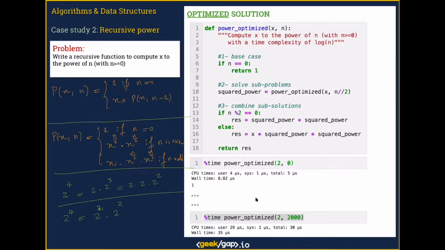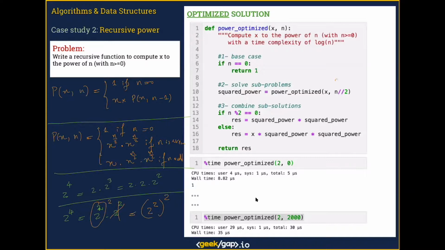you don't have to compute the same thing twice. You can just compute this guy once, and you just square it, right? So you don't have to compute this other guy. You can just do 2 to the power of 2, and then square it, which means that you can cut your problem by half every time.